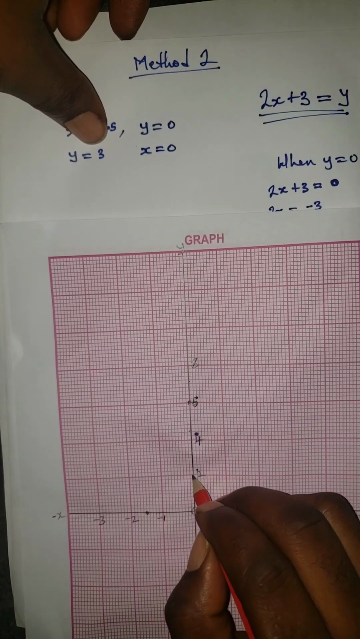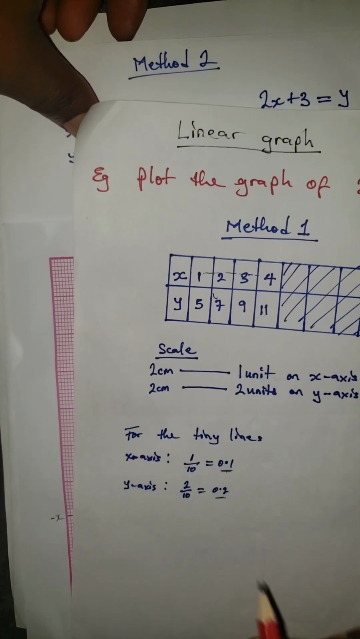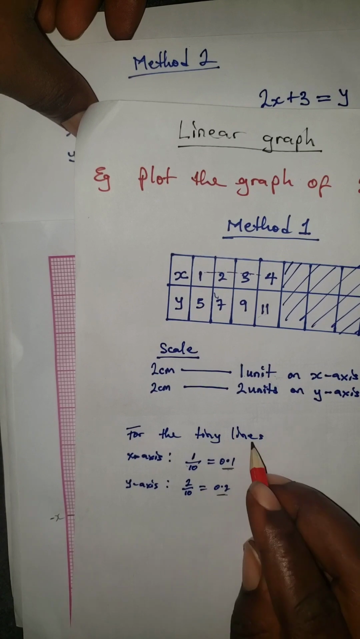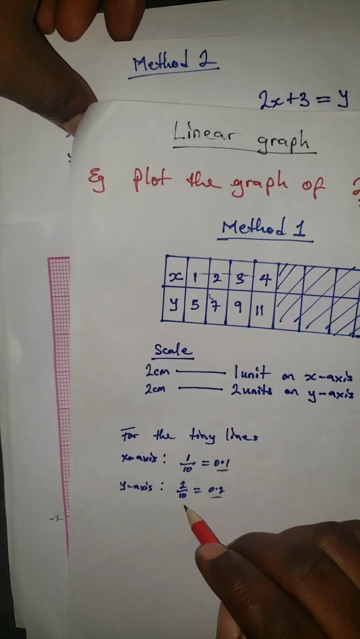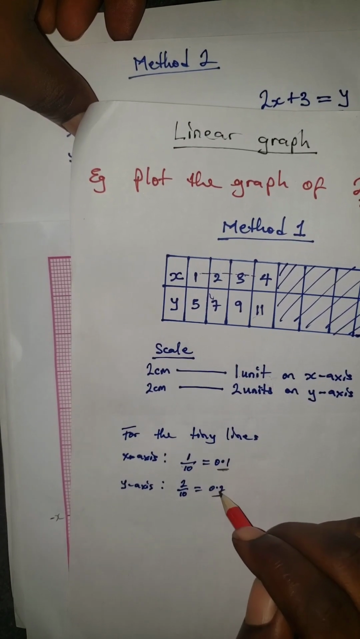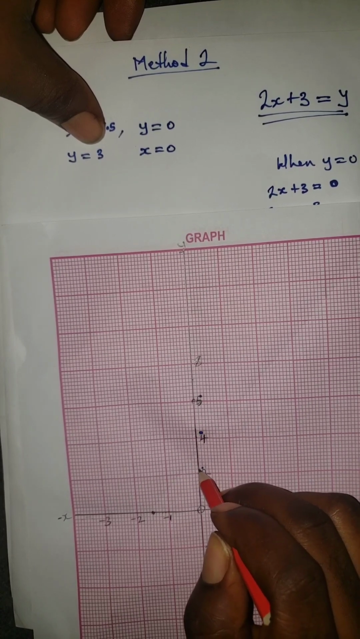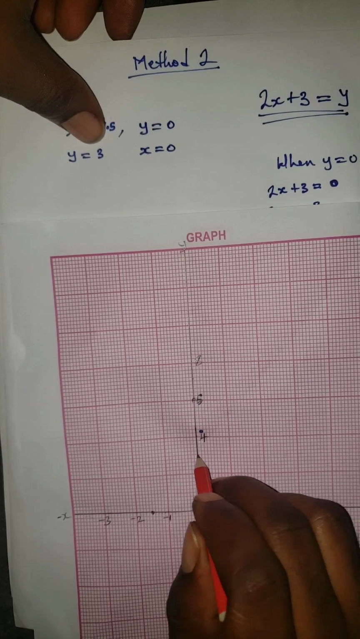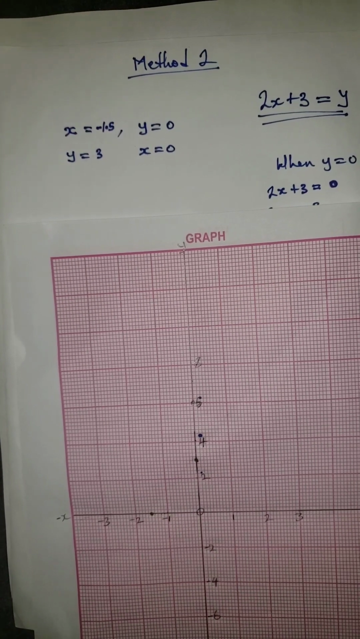So we have 2 here, so we need to count 3. Remember, the tiny lines on the y-axis is 0.2. I have shown you how to calculate that. The unit that each 2 cm is representing, you divide it by 10, so that will give you 0.2 on the y-axis. So here is 2, here is 2.2, here is 2.4, here is 2.6, here is 2.8, here is 3. So with these just 2 points, we can draw our line. We can get our straight line graph.